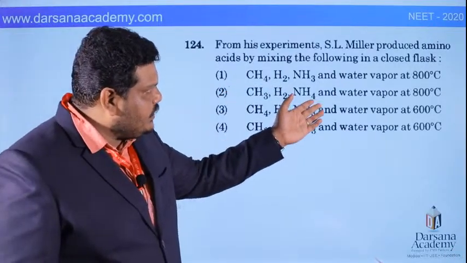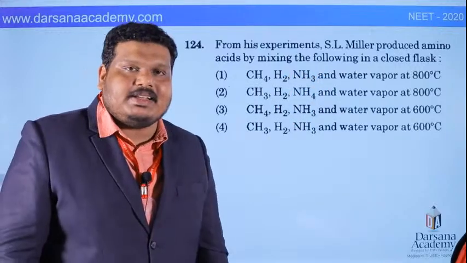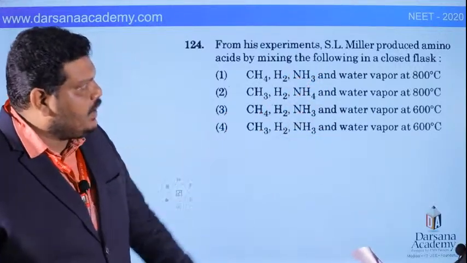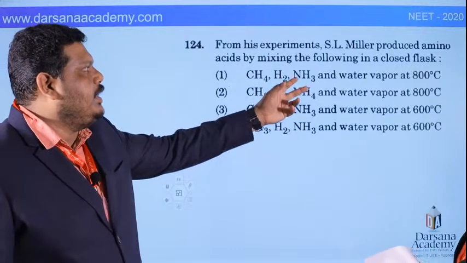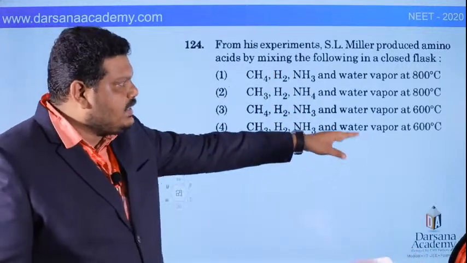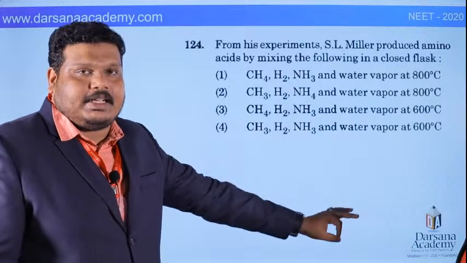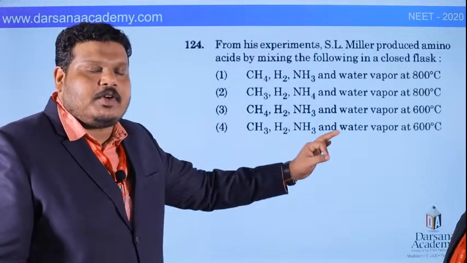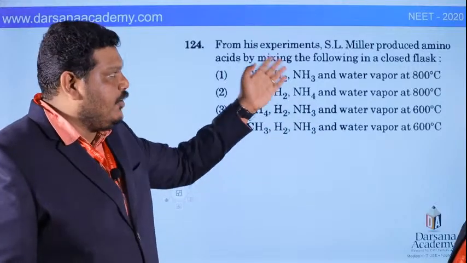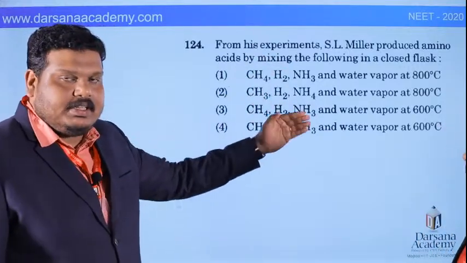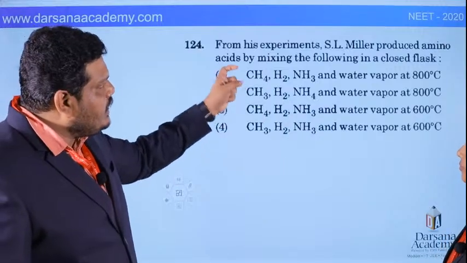CH4, H2, NH3 and water vapor at 800 degrees Celsius, and CH3, H2, NH4 and water vapor at 800 degrees Celsius. It may be a bit confusing on the basis of options 1 and 2, because 600 is not a correct statement, since we know that 800 degrees Celsius is the actual temperature which provided the mechanism for life formation inside the flask. So you just have to skip these 2 options and stick to this one.